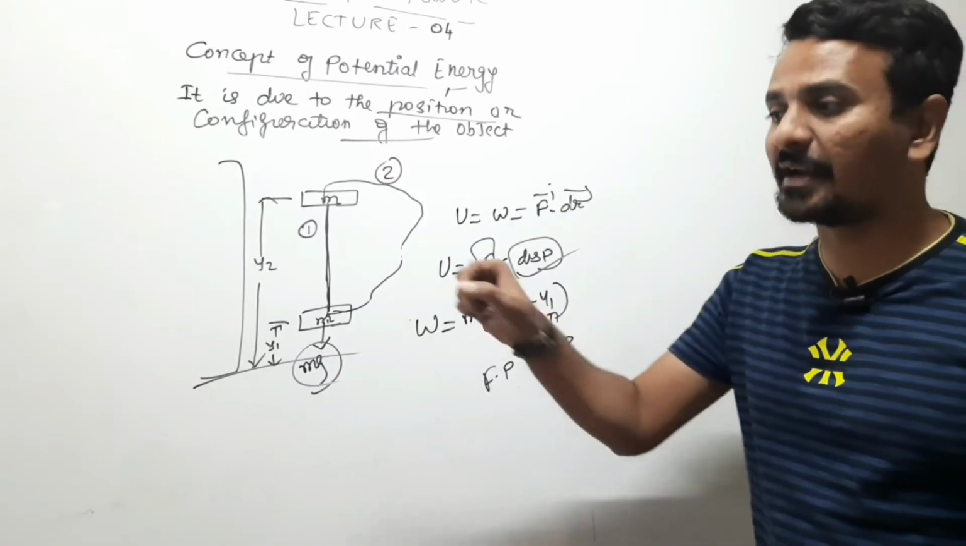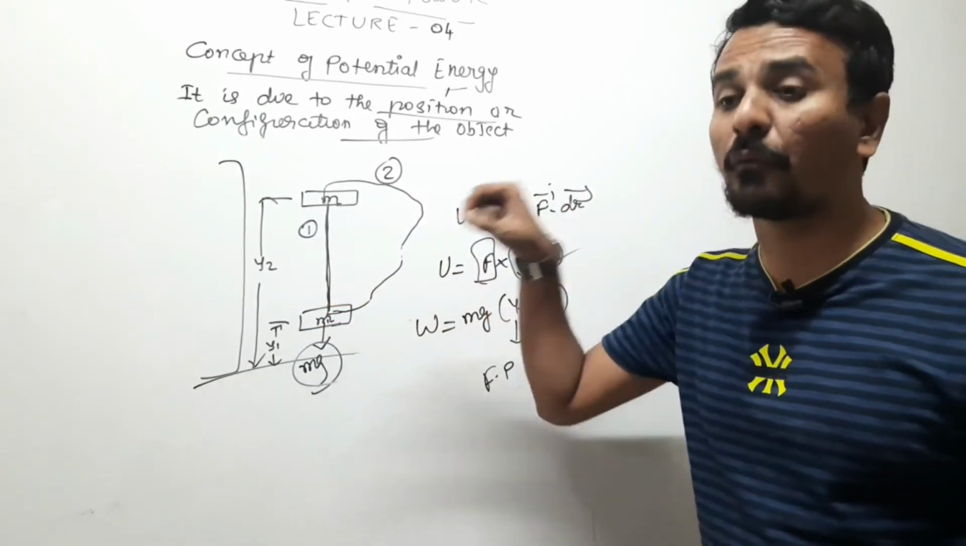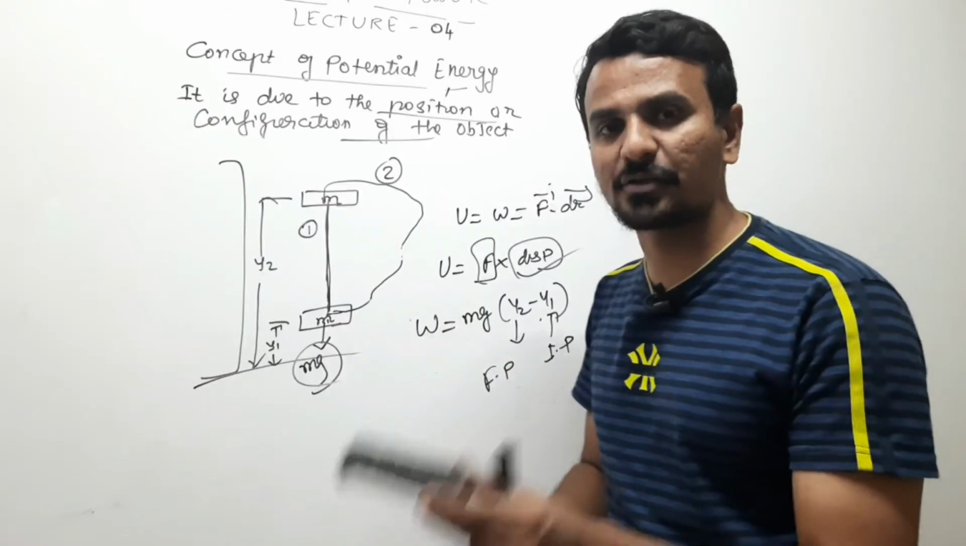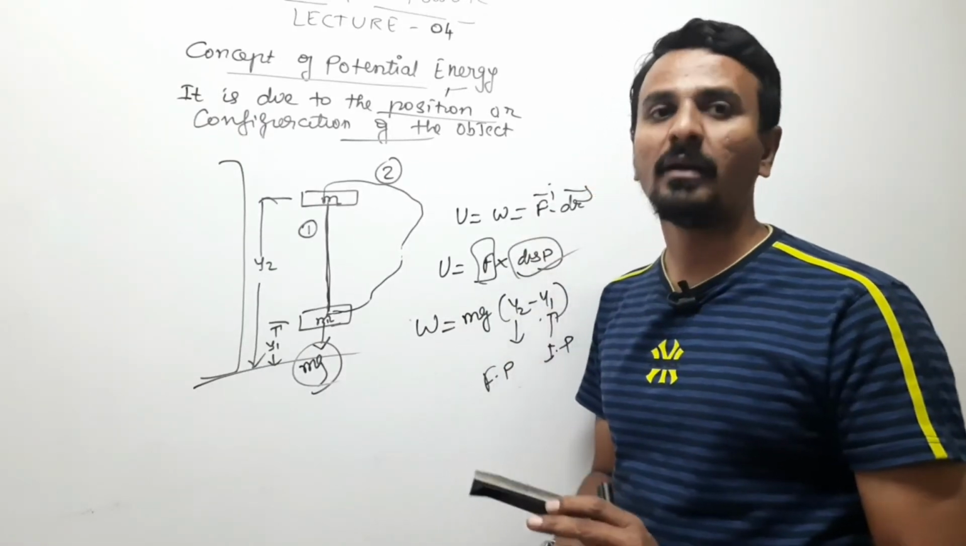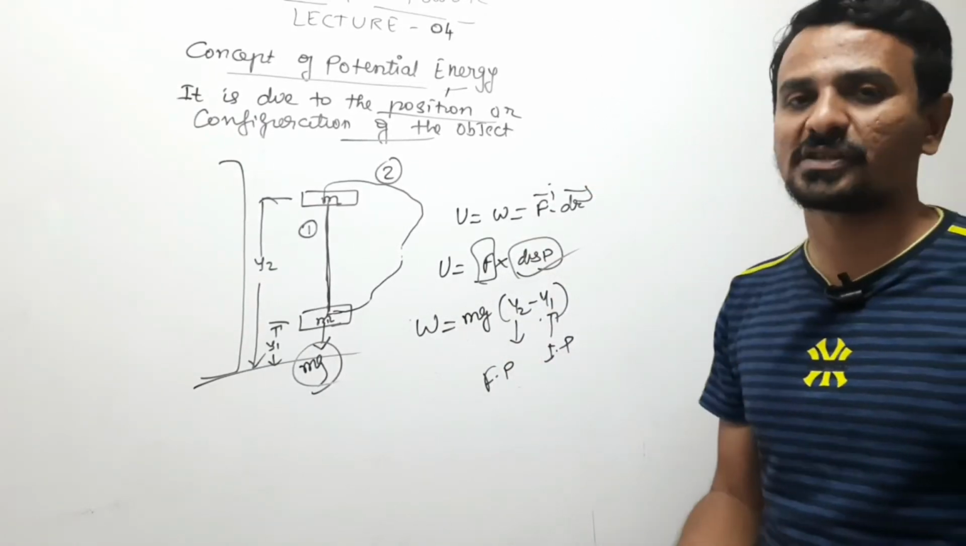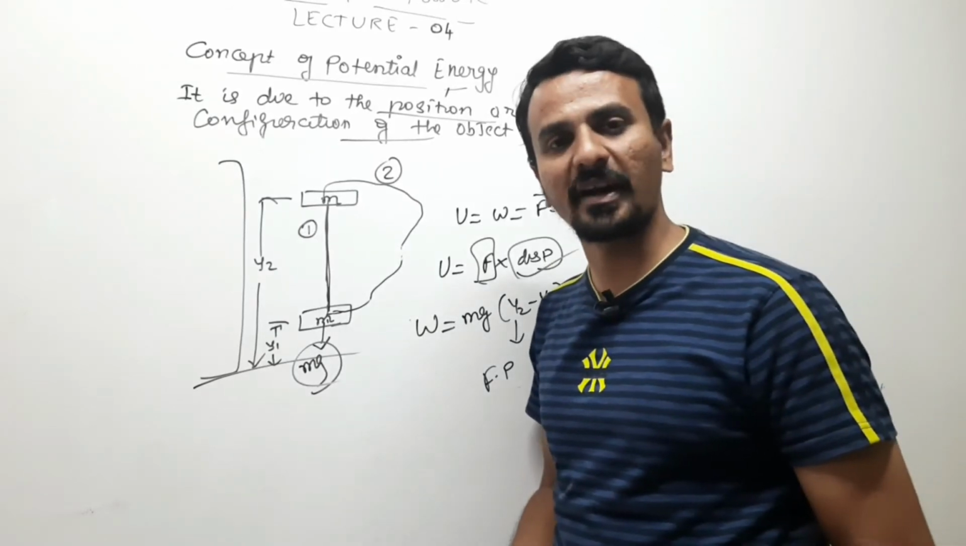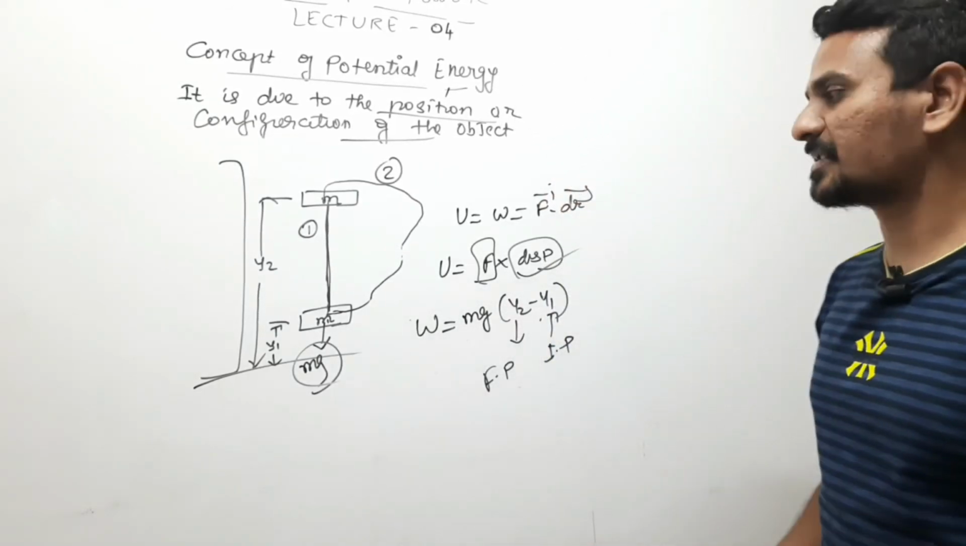Right? So this field, the gravitational field in which you are working, does not depend on the path. So this is known as a conservative field. Clear? And the gravitational force is known as a conservative force.